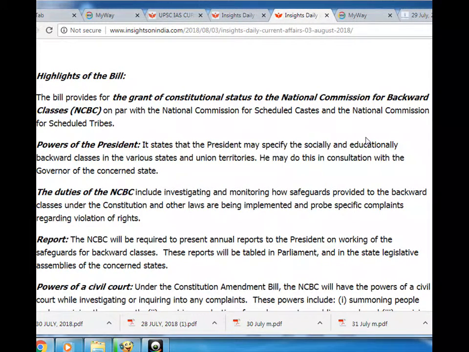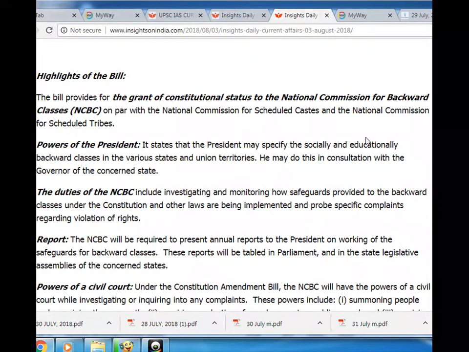Powers of the President. It states that the President may specify the socially and educationally backward classes in the various states and union territories. He may do this in consultation with the governor of the concerned state. The duties of the NCBC include investigating and monitoring how safeguards provided to the backward classes under the Constitution and other laws are being implemented, and probing specific complaints regarding violation of rights.